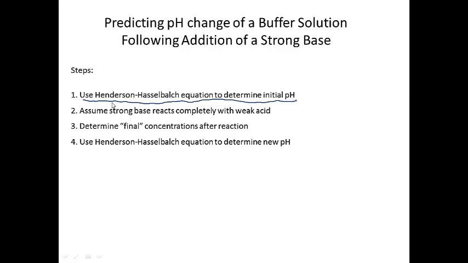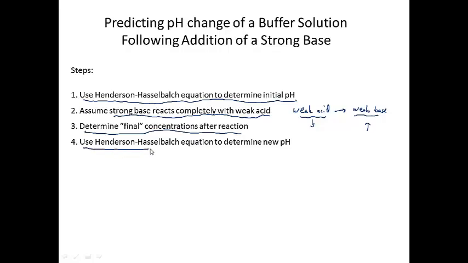Then we're going to add the strong base and assume that the strong base reacts completely with the weak acid. The key here is that the hydroxide will convert the weak acid into weak base. So the weak acid concentration will decrease, and the weak base concentration will increase. Then we'll determine the final concentration of those two after reaction and use those concentrations with the Henderson-Hasselbalch equation to determine the new pH and then take the difference between them.